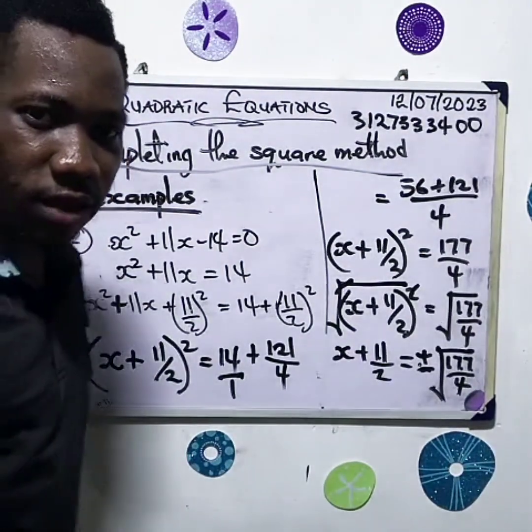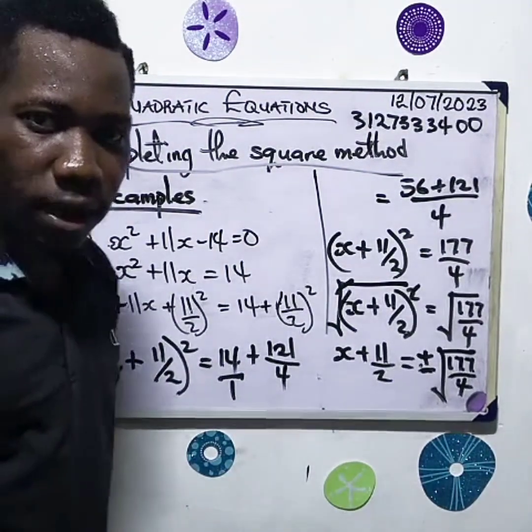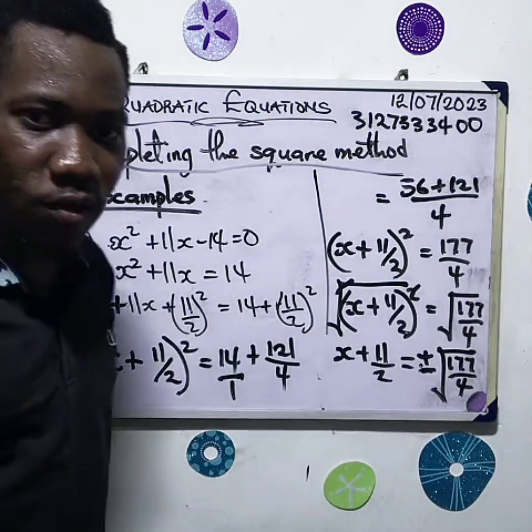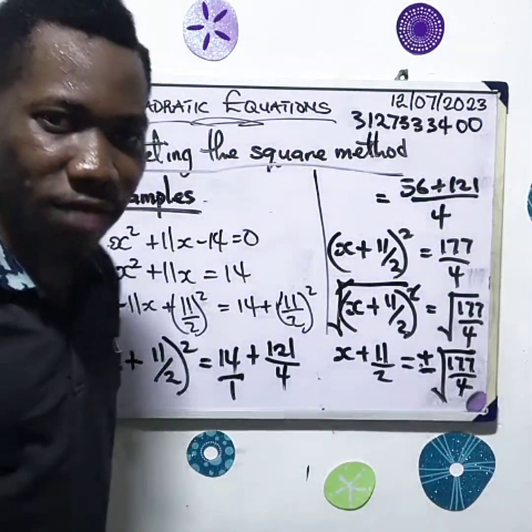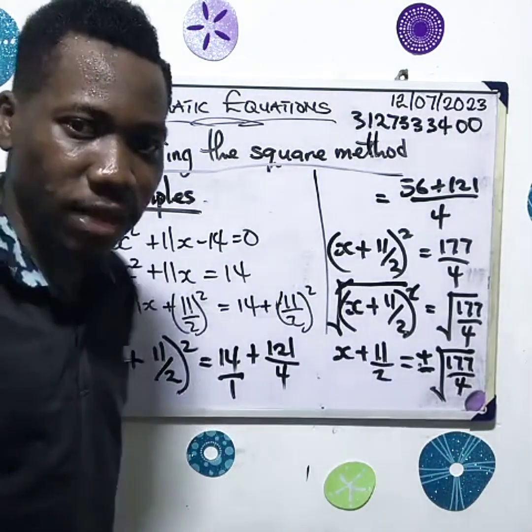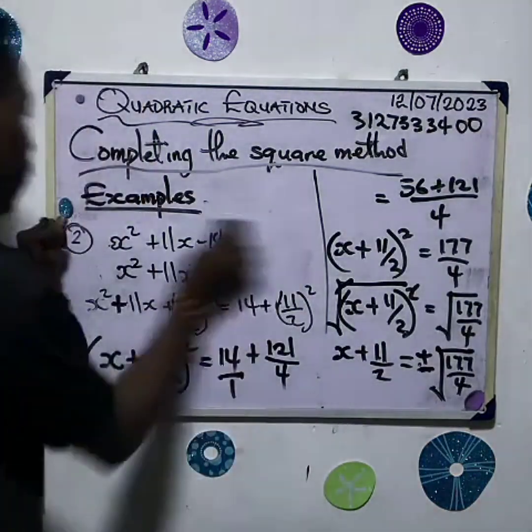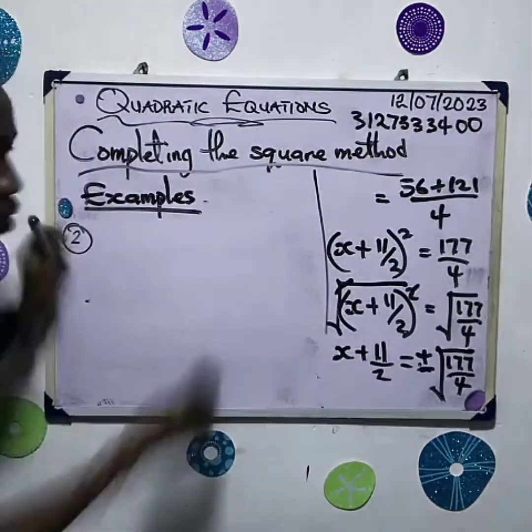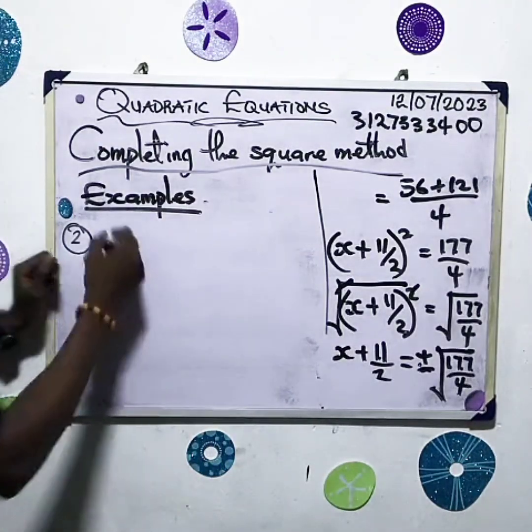Okay, you understand that? The square root of 4 is 2, yeah. But what about 177? What's the square root of 177? 13.4, 13.30. Okay, good. So 13.30. So we have x.